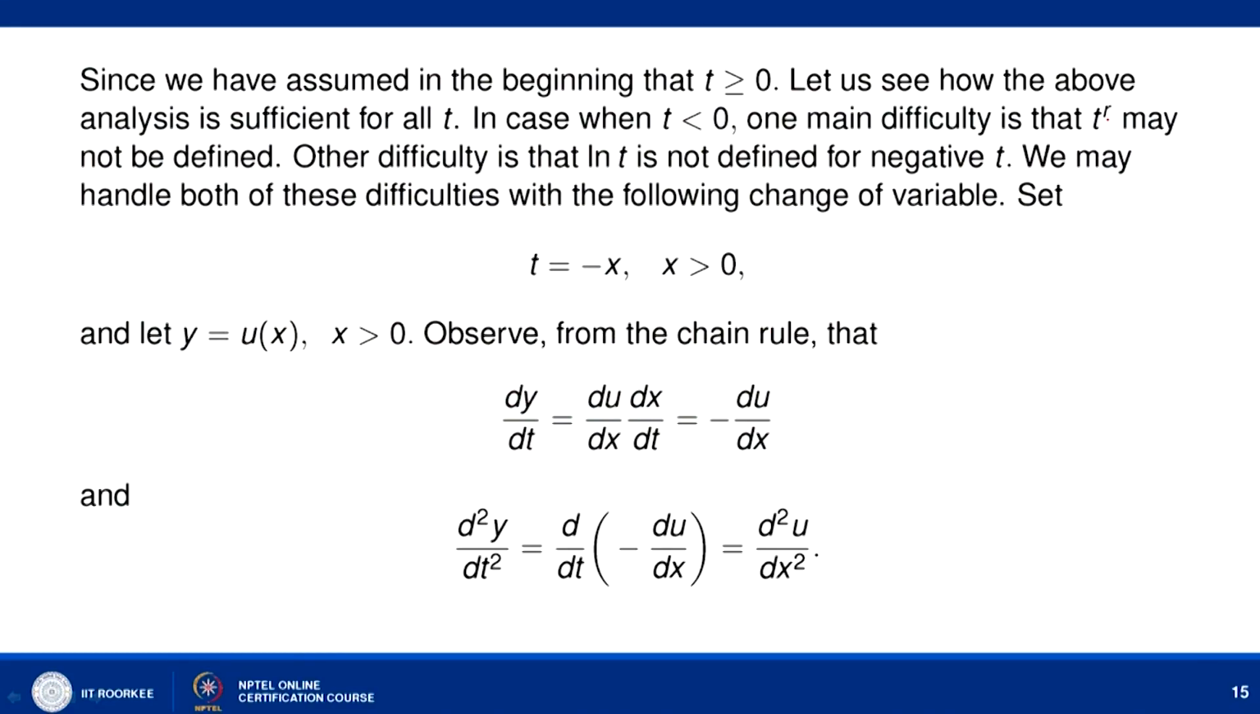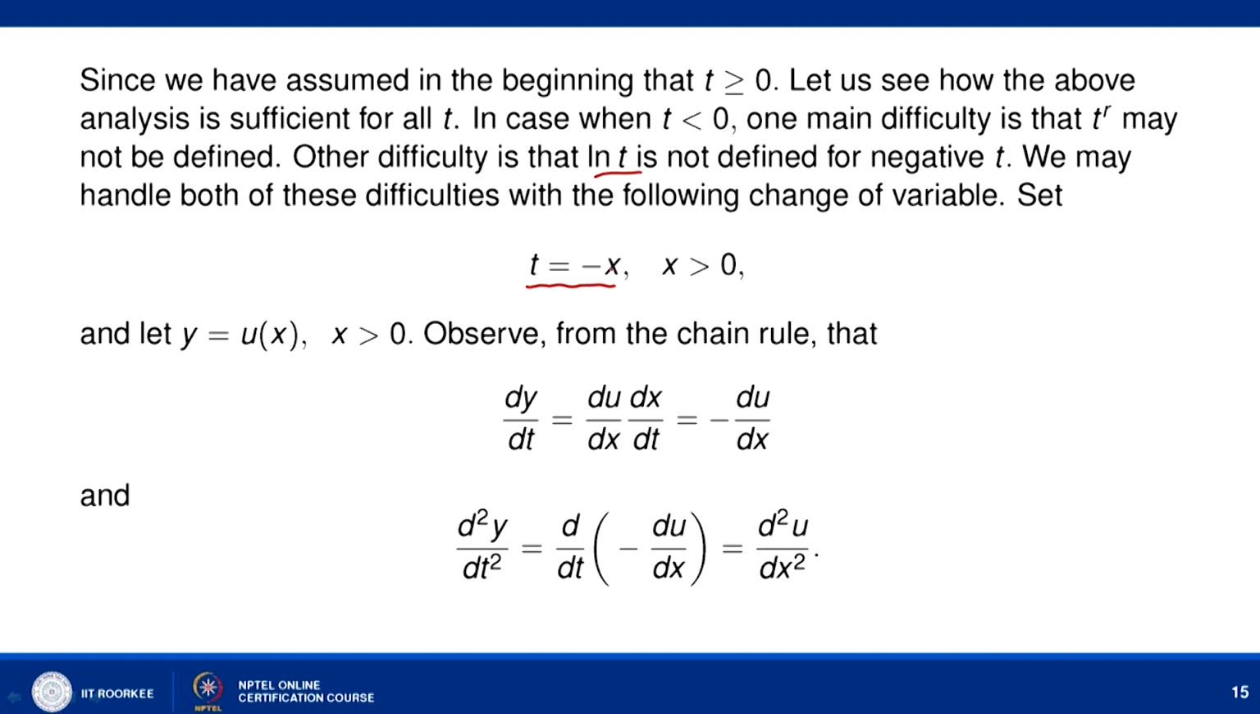In the case when t is less than 0, one main difficulty is that t to the power r may not be defined in the neighborhood of t equal to 0, and another difficulty is that ln t may not be defined, because ln t is defined only for positive values. So, it means that whatever we have already discussed may not be applicable when t is less than 0. So, here we will do one simple thing. We handle these difficulties by taking a change of variable, and we write t as minus x.